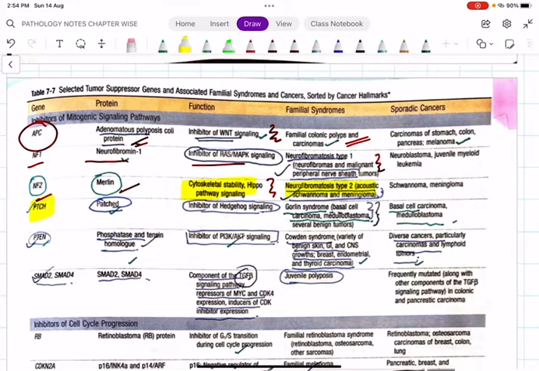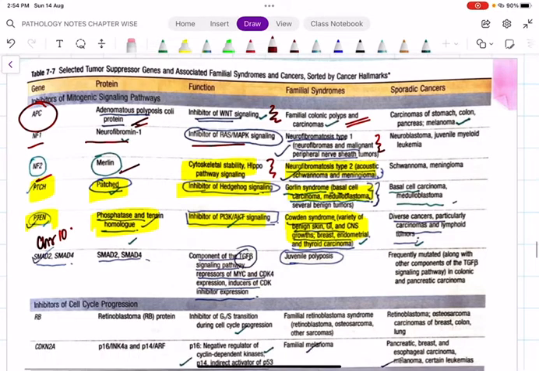Then PTCH, patched, is an inhibitor of the hedgehog signaling pathway, which is involved in basal cell carcinoma syndrome called Gorlin syndrome. PTEN, phosphatase and tensin homologue, is an inhibitor of the PI3K-AKT signaling pathway. PTEN mutation is present in Cowden syndrome. PTEN is located on chromosome number 10, very easy to remember.